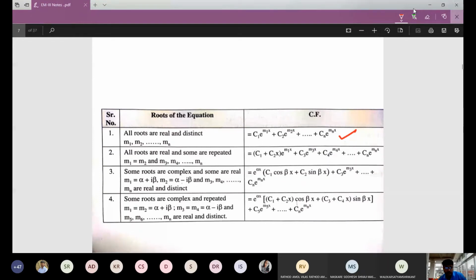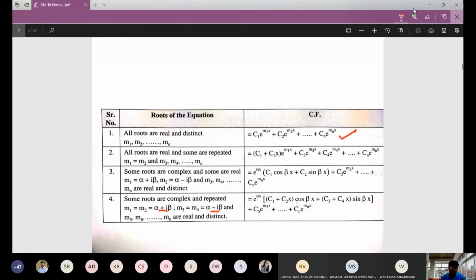Now what about when some roots are complex and repeated? For example, if you have m1 is equal to m2 is equal to alpha plus i beta, then definitely m3 is equal to m4 is equal to alpha minus i beta, and m5, m6 up to mn are real and distinct. So this is also a mixture of case number 1 and case number 4. Corresponding to this complex and repeated root, you have to write the solution.